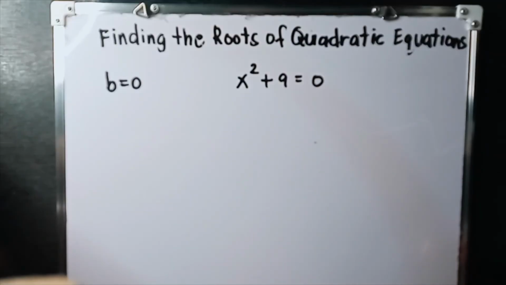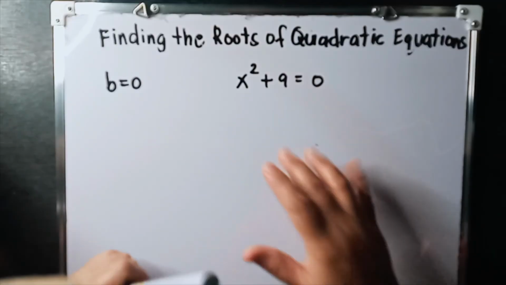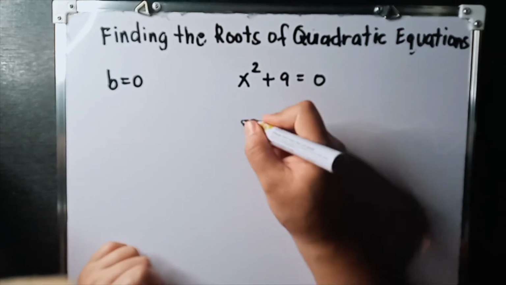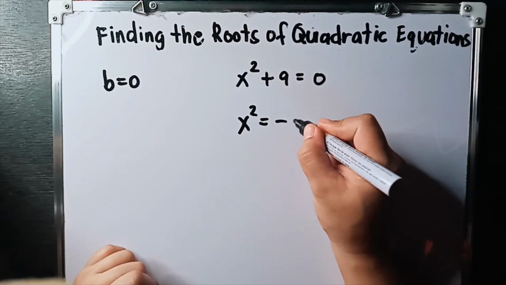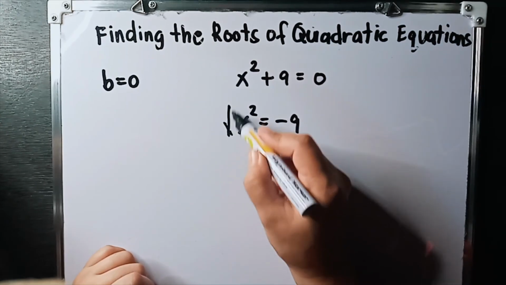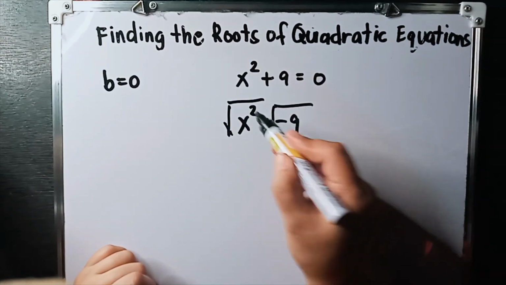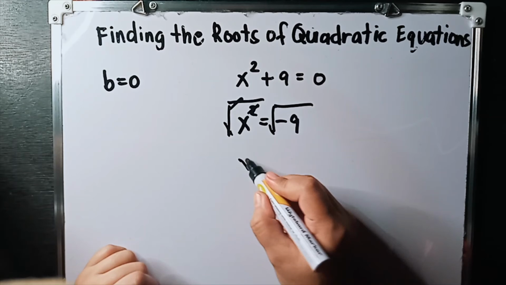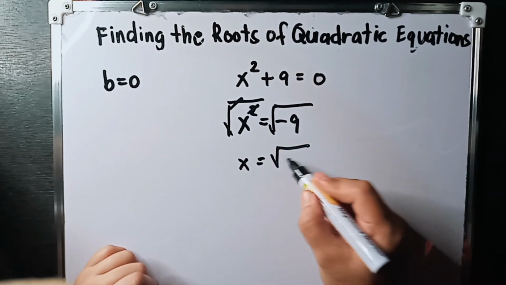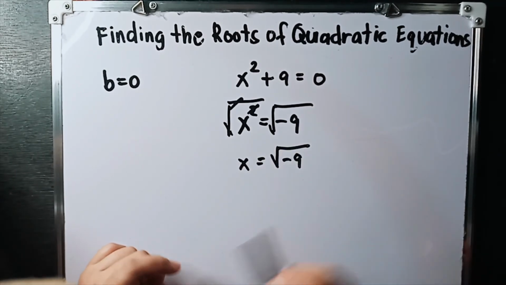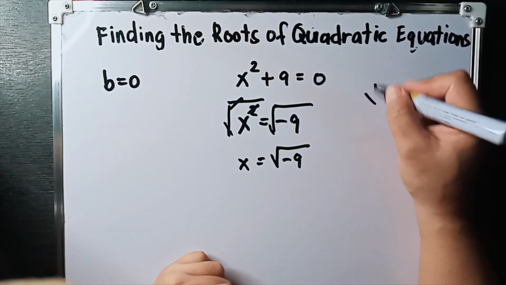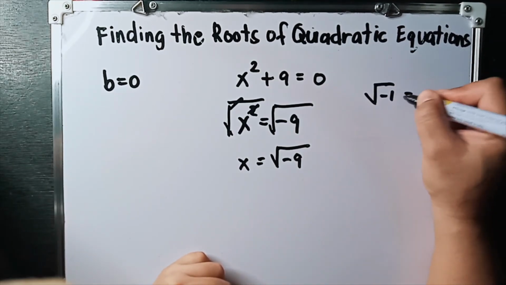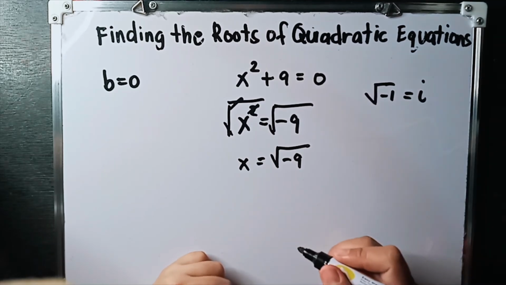Okay, here's another example. If we have x squared plus 9 equals 0. So, all we have to do is we have x squared. Lipat natin yung 9, magiging negative 9. And then, we get the square root of both sides. Cancel. So, we have x equals the square root of negative 9. So, remember, negative yung nasa loob, no? So, I know that you can still remember that the square root of negative 1 is equal to imaginary or I.